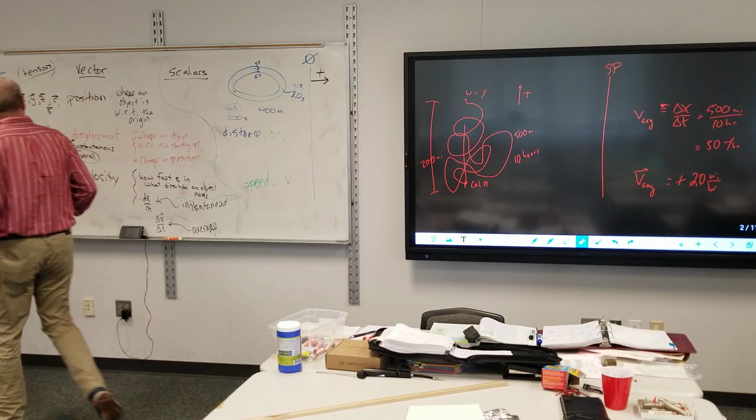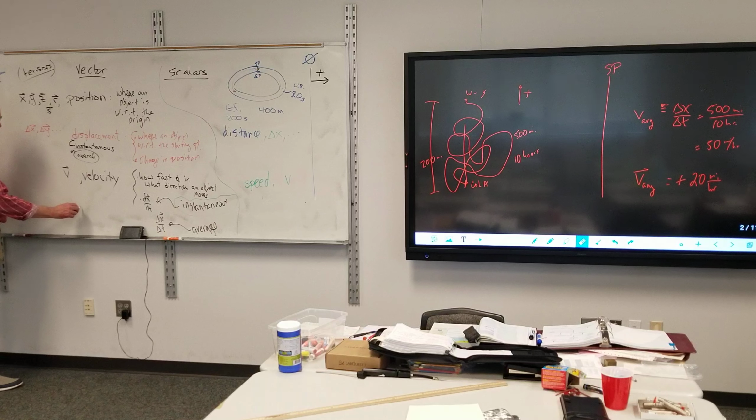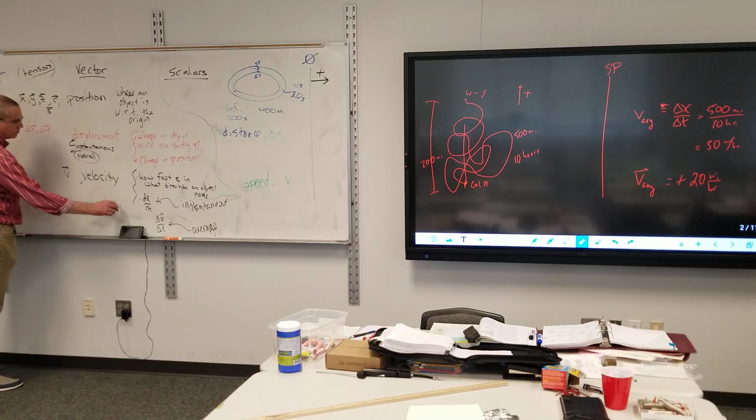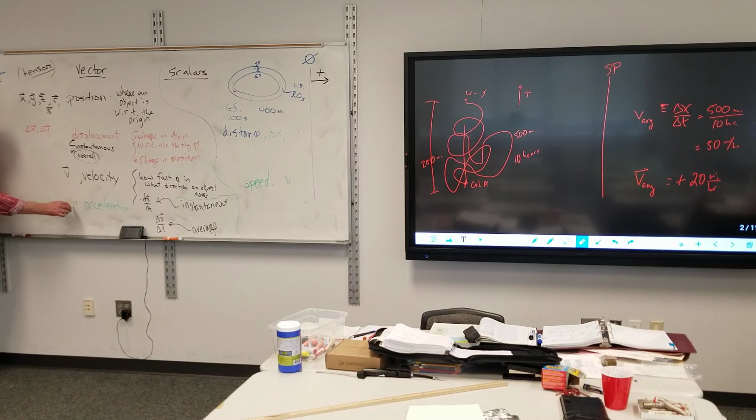If I'm dealing with how velocity changes, that is called acceleration. The symbol is A with a vector symbol, it's supposed to be an arrow. It is the rate of change of velocity with respect to time. Mathematically, acceleration is dv/dt, or the second derivative of position with respect to time. This would be instantaneous. And then average acceleration is the change in velocity over the change in time.